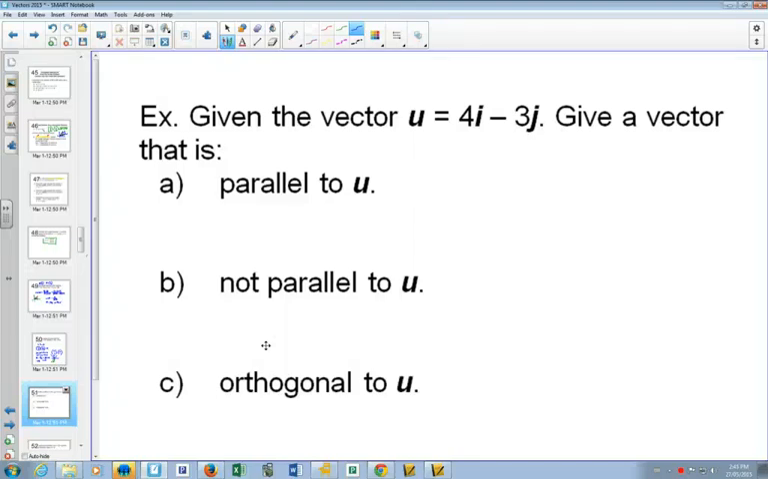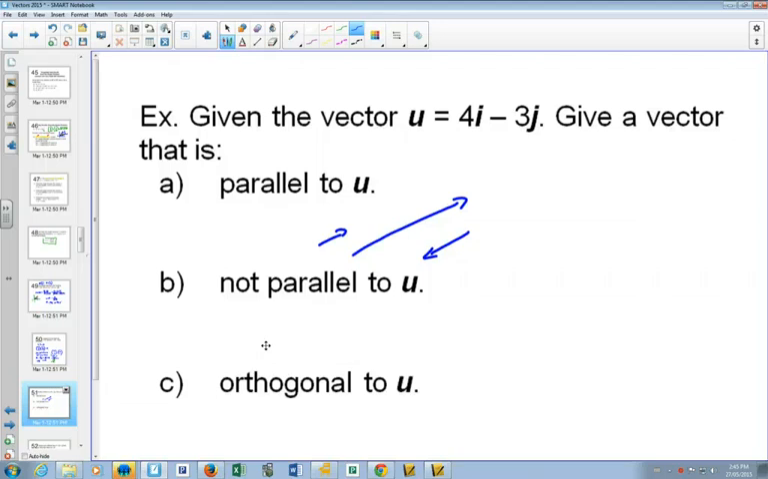In order for a vector to be parallel to another vector, it has to go in the same direction. It doesn't matter if one is short and one is long. They would still be parallel to each other. Even if it was going in the opposite direction, it would still be parallel to it.